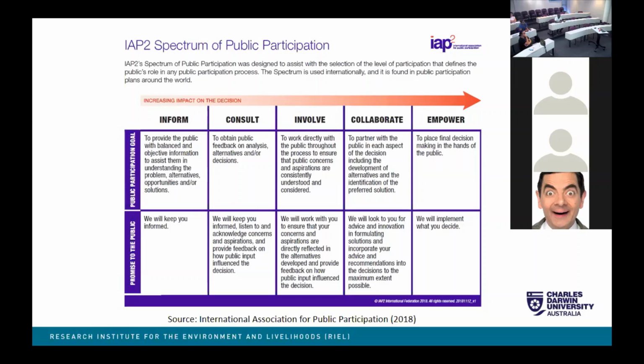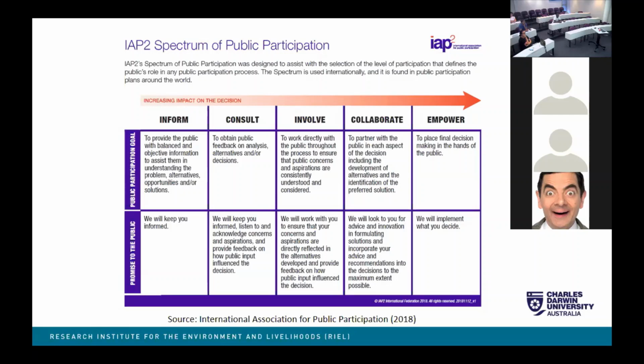Then consult, we've discussed, providing to obtain feedback and analysis, alternatives or decisions from the public. Involve, to work directly with the public throughout a process so that the public concerns and aspirations are consistently understood and considered. So that's quite a leap, and effort has to go into ensuring that that can happen. Collaborate, to partner with the public in each aspect of the decision, including the development of alternatives and the identification of a preferred solution, so very much shared.